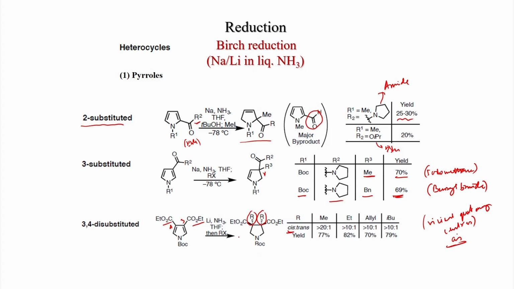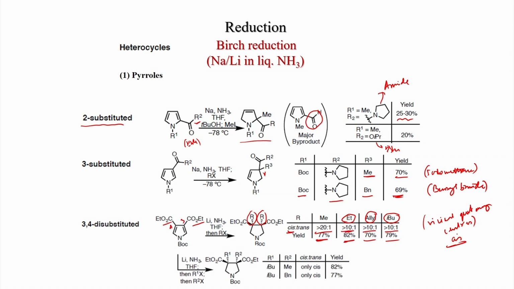When R is equal to methyl, suppose iodomethane, you get 77% yield, and the cis to trans ratio is greater than 20:1. So, cis is the major product. Now, if you have ethyl iodide, then you get greater than 10:1 cis product and 82% yield. If it is allyl bromide, then you get greater than 10:1 for the cis and 70% yield, and if it is isobutyl, then also you get greater than 10:1 and 79% yield. So, the cis substitution is important. Always you get the cis as the major.